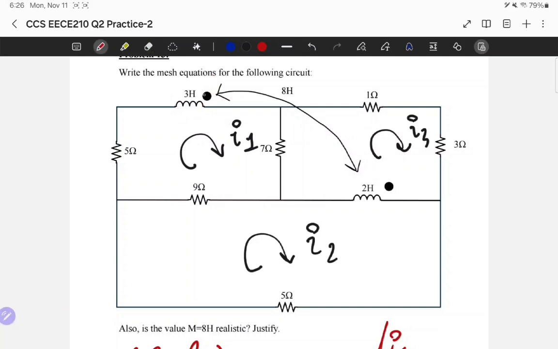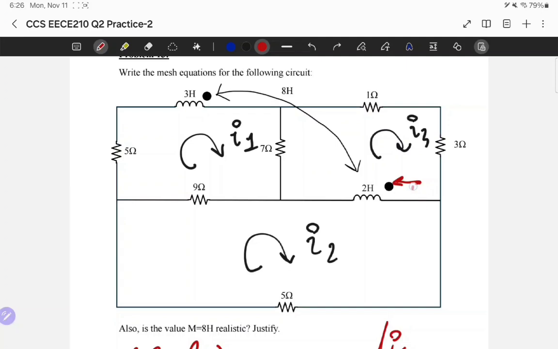I'm working at 3 Henry, but there's mutual coupling. There's a mutual coupling to 2 Henry, so I instead focus here. I go to the 2 Henry. Now I ask myself, what is the current that is flowing into the dot of the 2 Henry? So I want to enter the 2 Henry from the dot side. So this is wrong. I don't want to enter like this. I want to enter like the red arrow. I want to enter into the dot.